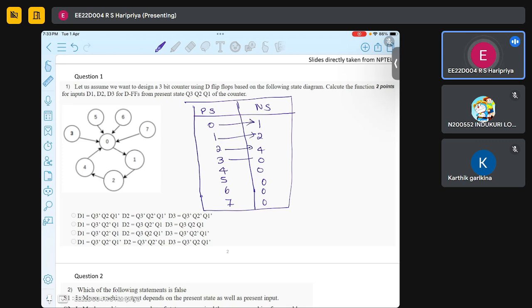So the table is here. We have drawn from the state diagram. So we will encode it directly. So 7, so 3 bits should be fine. We are using the binary encoding.